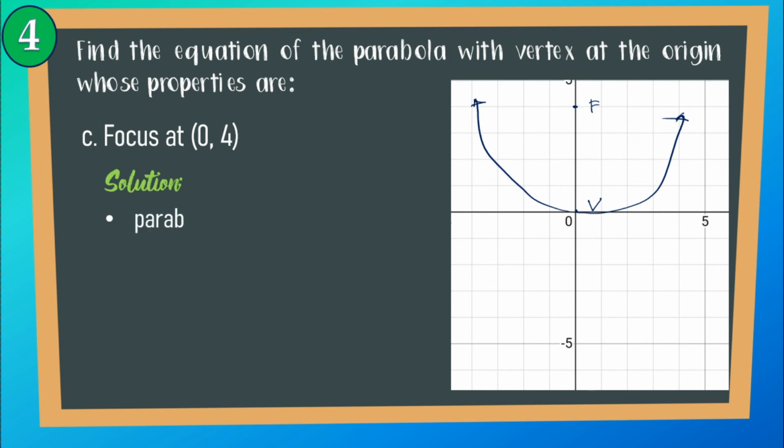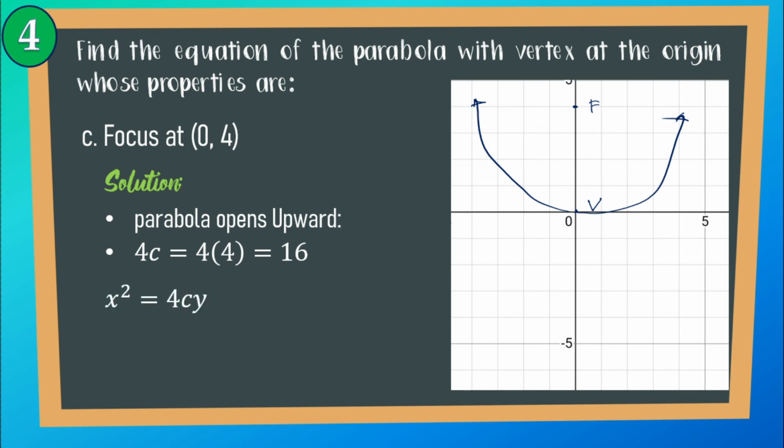So solution, yung parabola natin opens upward, okay, correct. Tapos yung length ng latus rectum naman niya, para makuha natin, since yung focus from the vertex is 4, so magiging 4 times 4 equals 16. Tapos yung standard form naman, pag upward, is x squared equals 4cy. And we're going to substitute, so magiging x squared equals 16y.